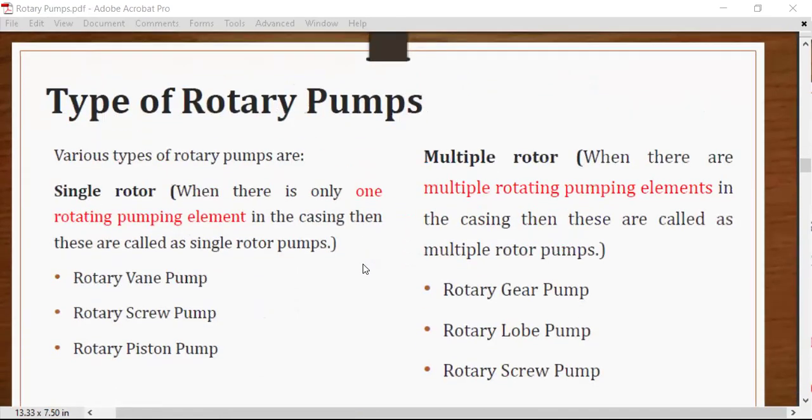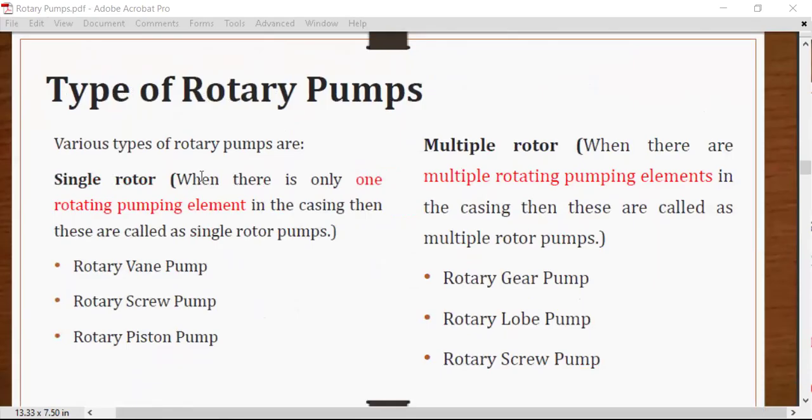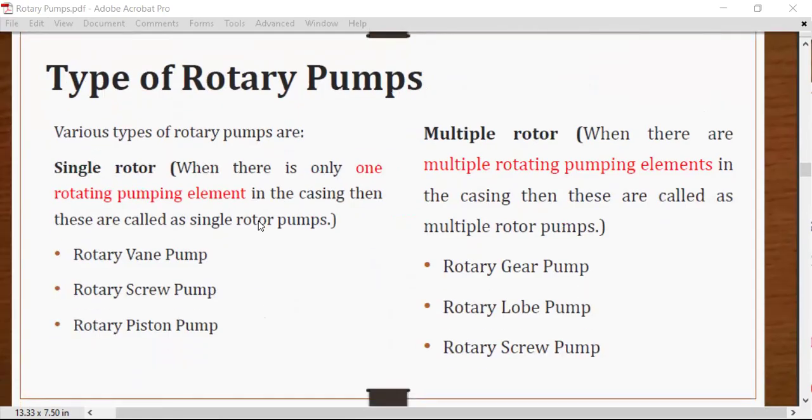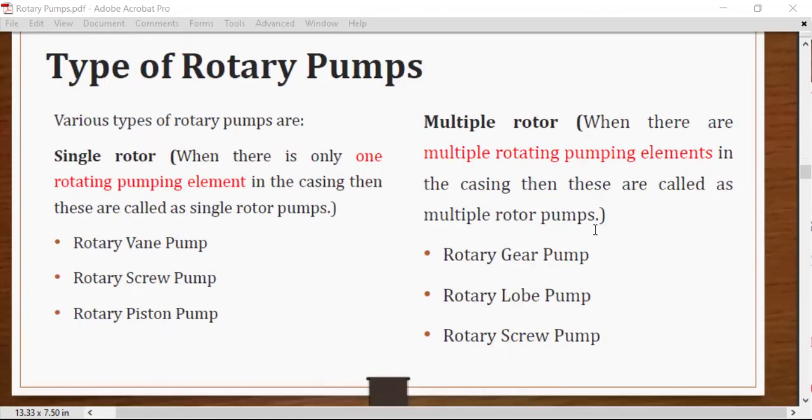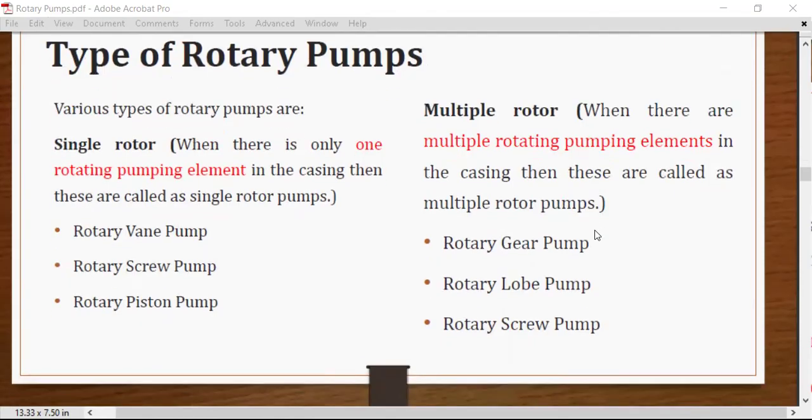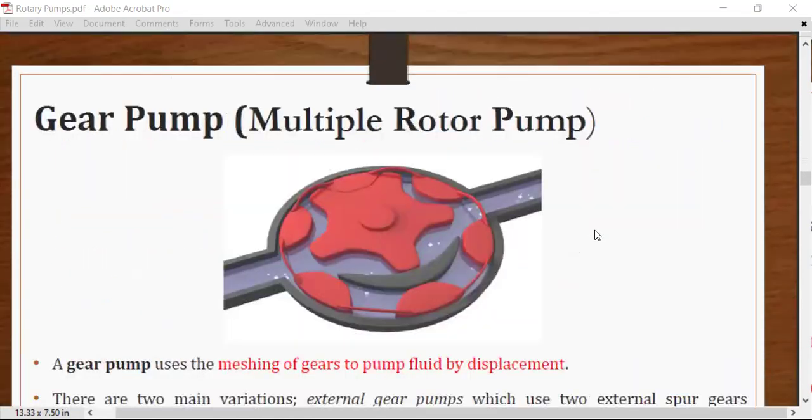Types of rotary pumps include single rotor and multiple rotor. When there is only one rotating pumping element in the pump, then it is called a single rotor pump, which includes rotary vane pump, rotary screw pump, and rotary piston pump. When the pumping elements are multiple, then such pumps are called multiple rotor pumps, which include rotary gear pumps, rotary lobe pumps, and rotary screw pumps.